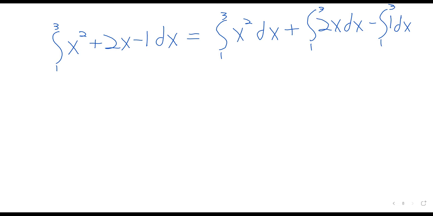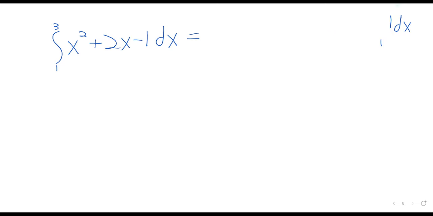It's probably increasing our workload a lot to do that. We probably just want to take the antiderivative of this. And we do remember that when we're taking antiderivatives of a sum or of a subtraction, we just do it piece by piece. 1/3 x cubed plus x squared. We bump the power up and then we divide by it.